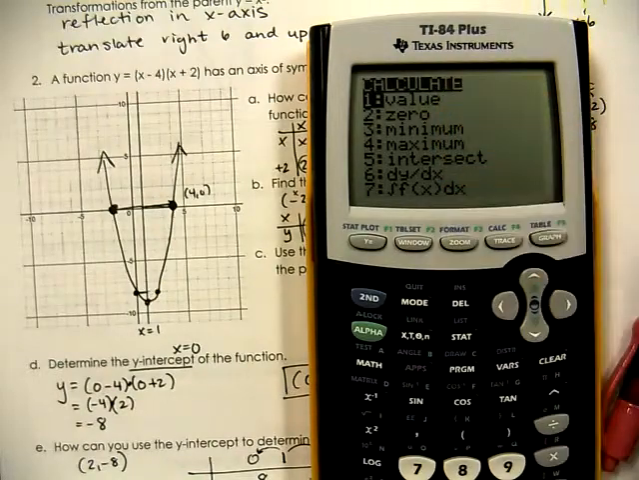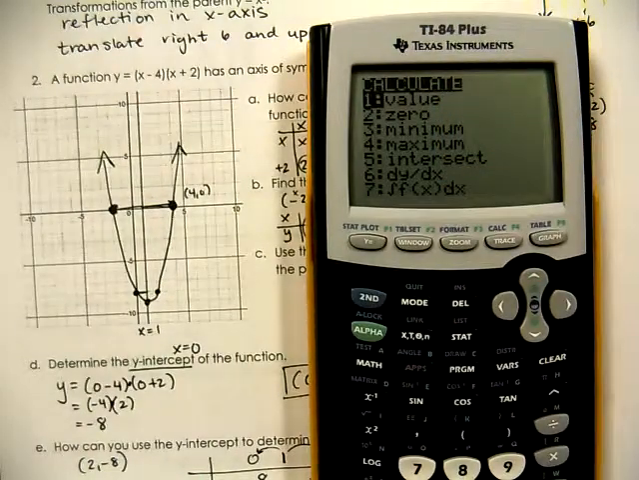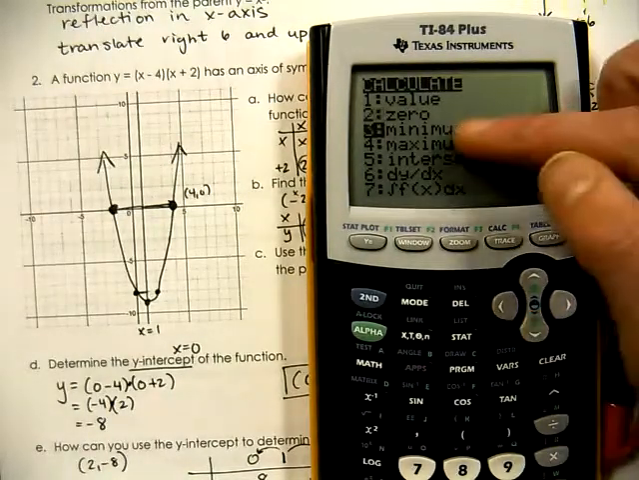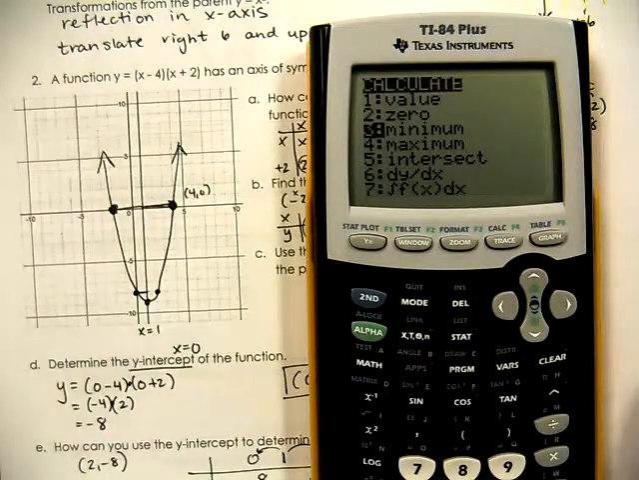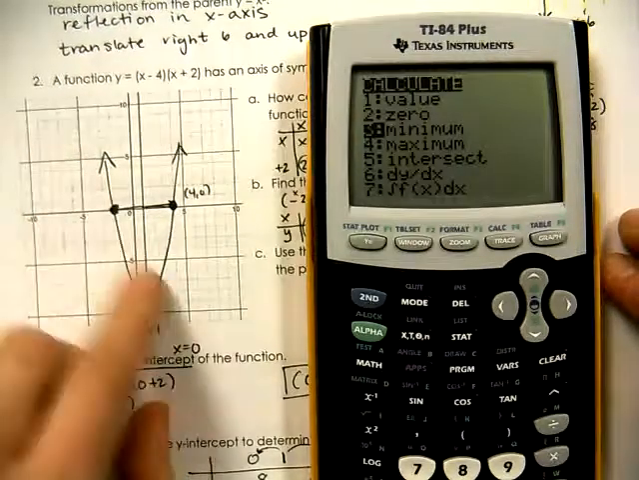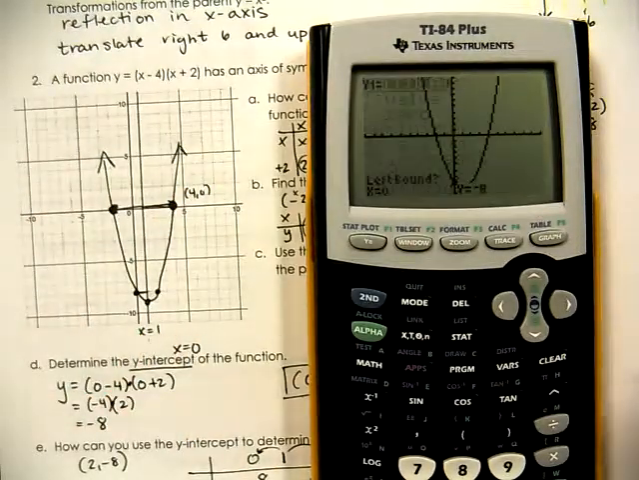When you look at the list, think to yourself, which one of these do you think I'm actually trying to find? We know that 0 is just another word for x-intercept. Well, I don't want the x-intercept. I look down here, I see minimum and maximum. Yes, those are the things I'm talking about when I'm thinking vertex. So the graph, because we have a parabola opening up, our graph has a minimum. So I'm going to choose number 3.